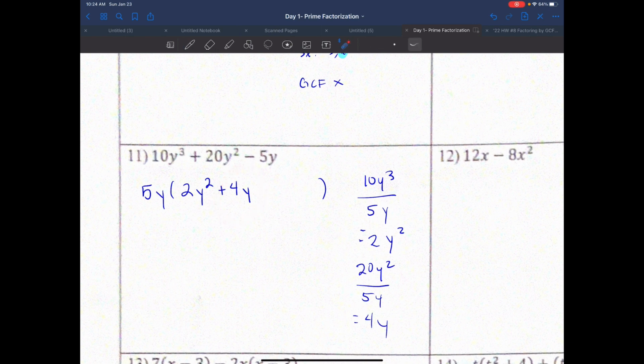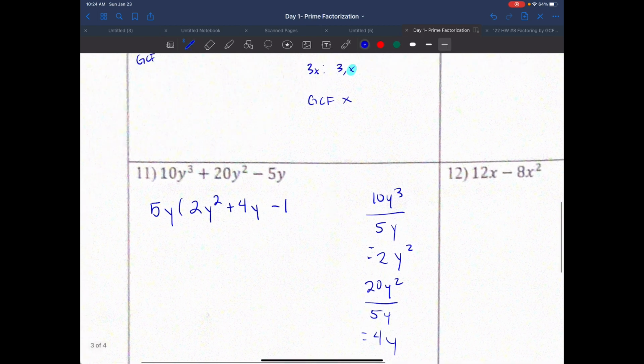Okay? And then we look at 5y. Something times 5y is going to give me negative 5y. Well, we know that 5y times negative 1 is going to be negative 5y. So let's put a negative 1 here. Okay? And this is my answer.